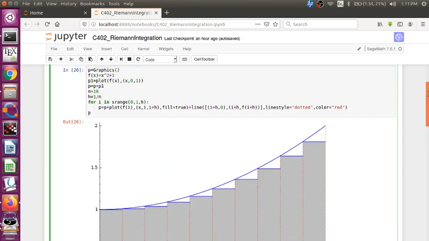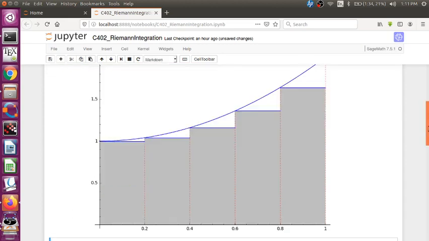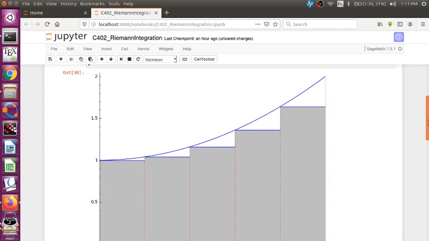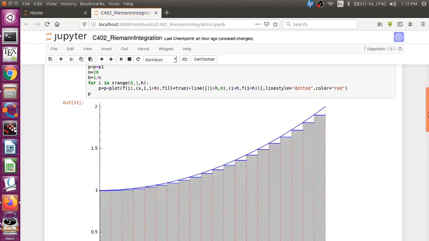You can change the value of n and see what happens. So if you take n equal to 5 and press shift enter, what are the changes? So the number of intervals decreases. And suppose you increase the value of n further, say 20, so you see you get a different approximation. So the area under this particular curve is better approximated by increasing the number of sub intervals.